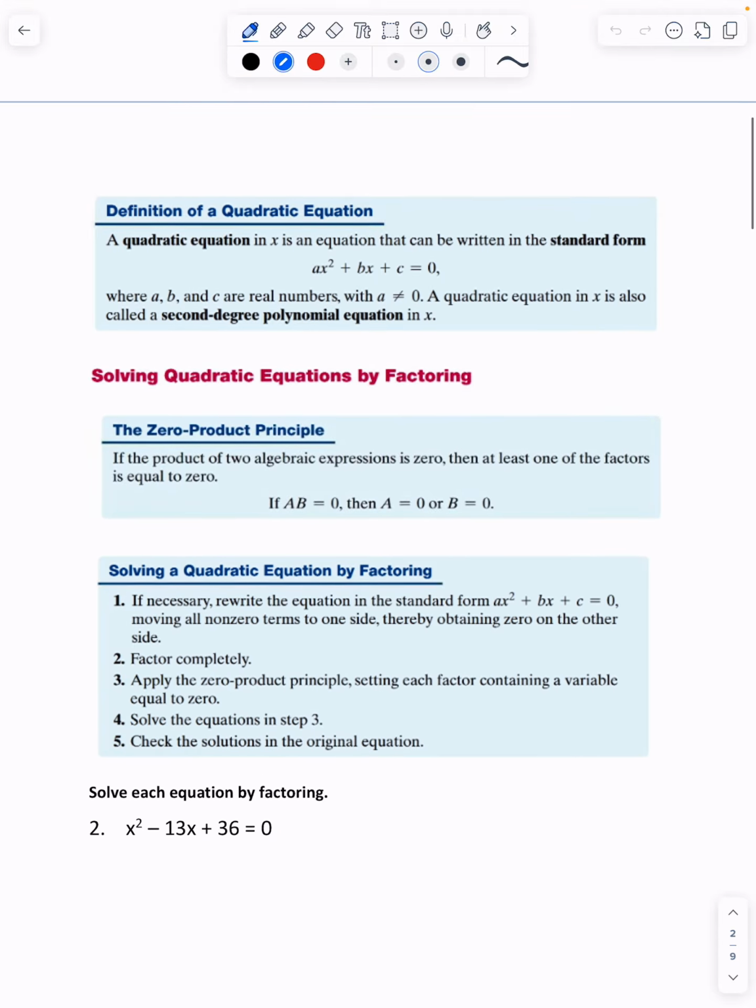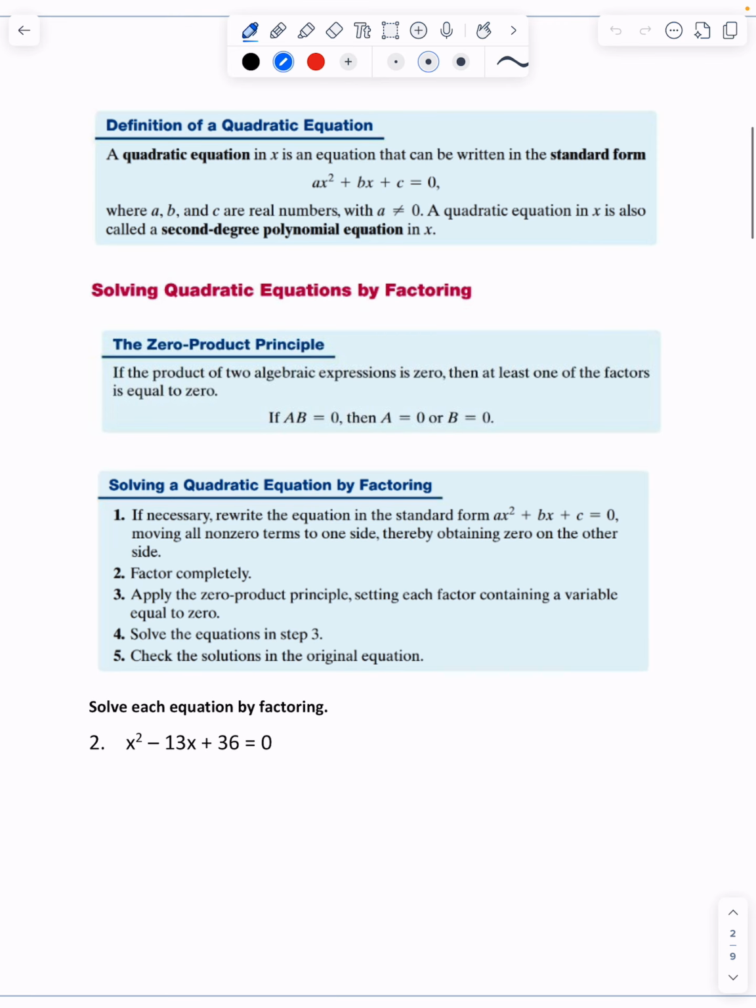Let's talk about solving quadratic equations. This is from section 1.5 in your textbook. A quadratic equation, as we know, is an equation written in the standard form ax squared plus bx plus c equals 0. a, b, and c have to be real numbers, and we know that a cannot be 0. If a was 0, then we would no longer have a quadratic.